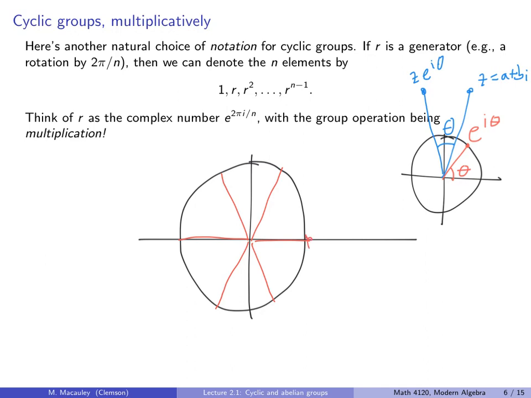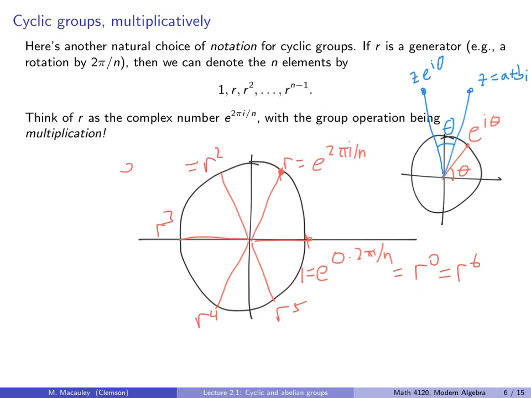So this is e to the 0 times 2 pi i over n, which is obviously 1. This thing here is r, which is e to the 2 pi i over n, and then this is r squared, this is r cubed, this is r to the 4th, r to the 5th, and this is r to the 0, or r to the 6th. I'll let you fill out what the rest of these are.